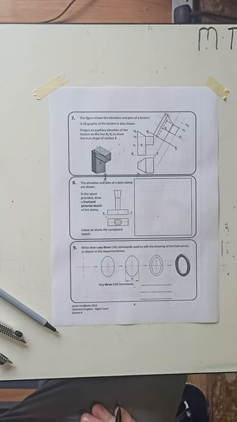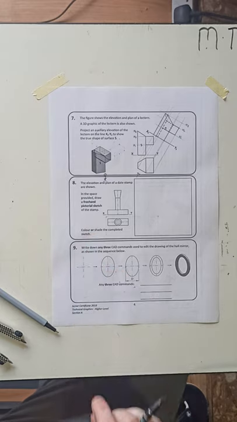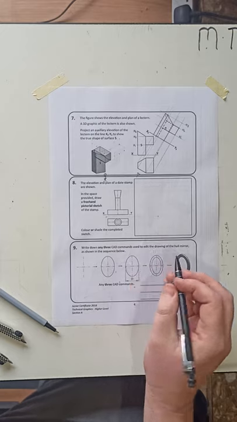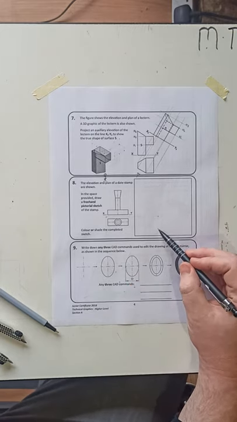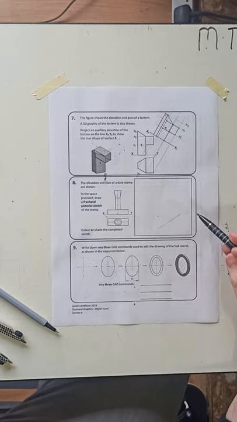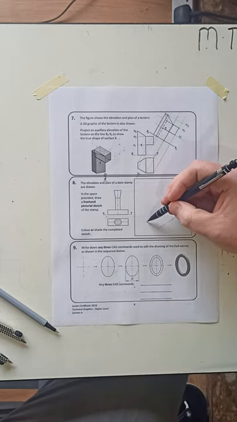Elevation and plan of a date stamp are shown. In the space provided, draw a freehand pictorial sketch of the stamp, colour or shade the completed sketch. Alright, so we'll just build it up from the bottom. Remember, lads, you have to draw these 30 degree angles. So sketch it out as close as you can to 30 degrees. Get used to drawing them at 30 degrees.